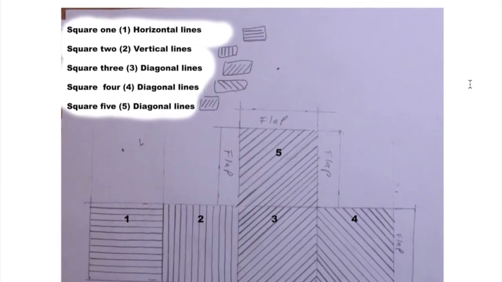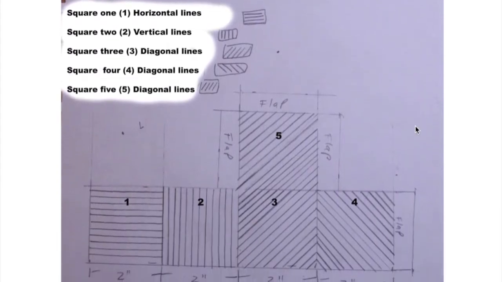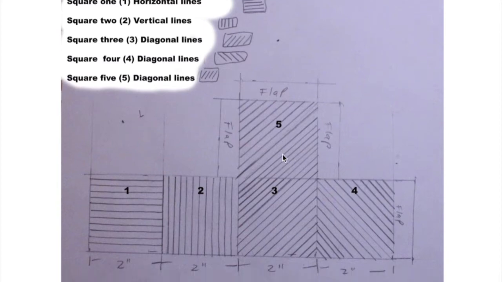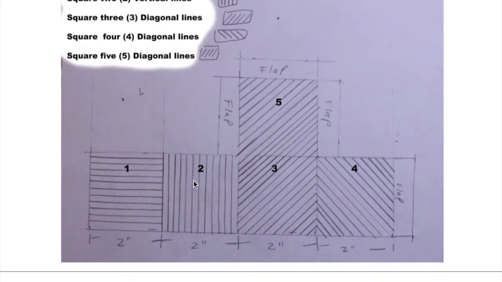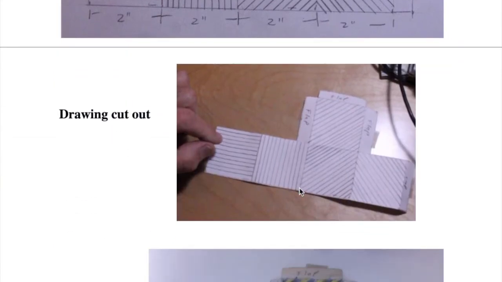So this is what it looks like. This is what your finished work will look like with just basic lines, okay? And this is square one, two, three, four, and this is 5, okay? And as you see, it slopes up from the left to the right, and it slopes down from the upper left to the right here on this one. Okay, this is what the cutout looks like with your tabs or your flaps.